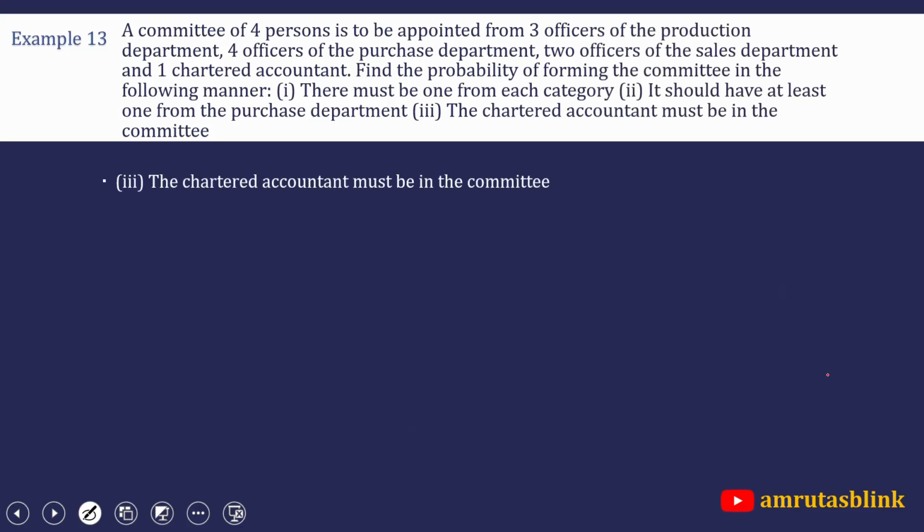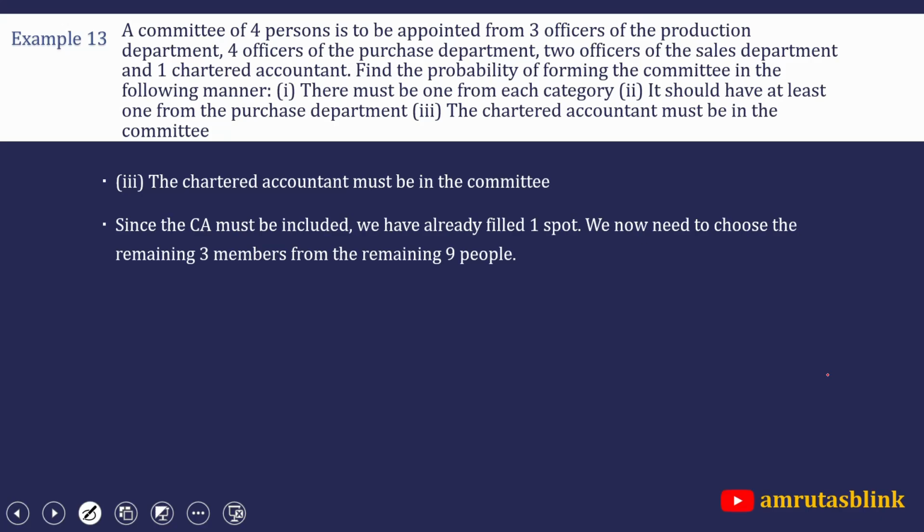Let's look at the third case, that is chartered accountant must be there in the committee. How many chartered accountant are there? There is only one chartered accountant. So since this chartered accountant must be included, we have already filled one spot. Now we need to choose the remaining 3 members from remaining 9 people. So favorable ways should be 9C3, that is 9 factorial upon 6 factorial into 3 factorial, that is 9 into 8 into 7 into 6 factorial upon 3 into 2 into 6 factorial. So this 6 factorial will get cancelled.